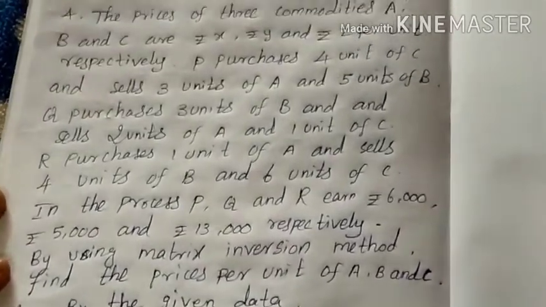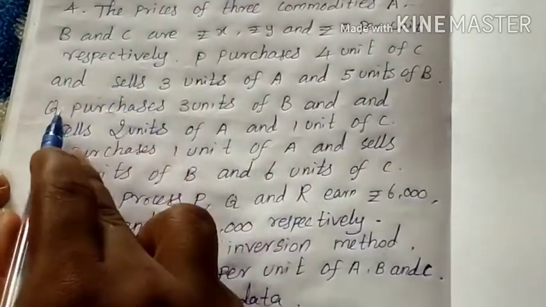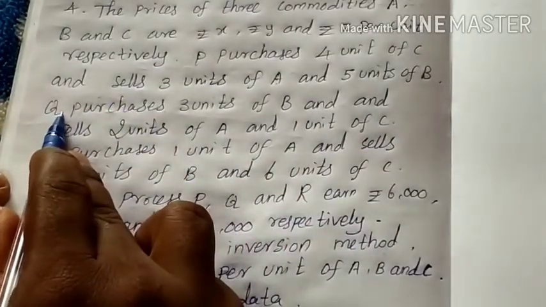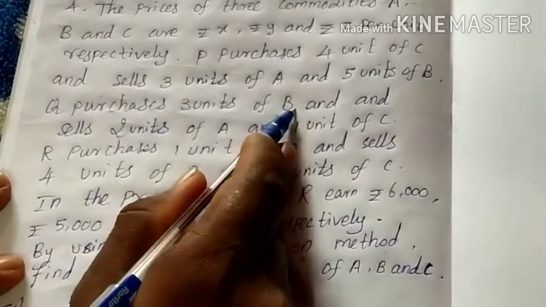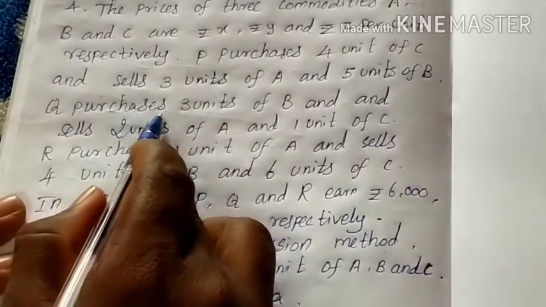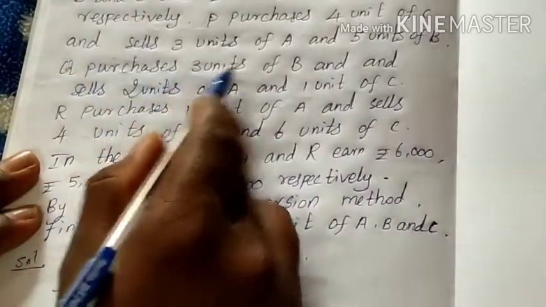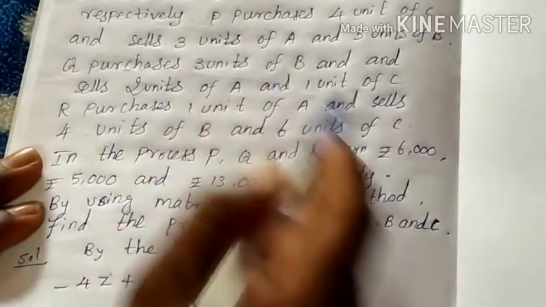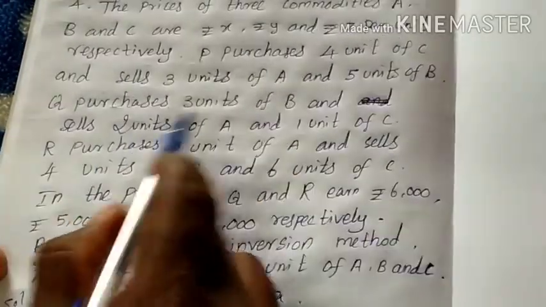Next line. Q purchases, so the next person, forming the equation. Q purchases 3 units of B. The purchase amount is given, so you put the negative sign. The B amount is Y. So minus 3Y.